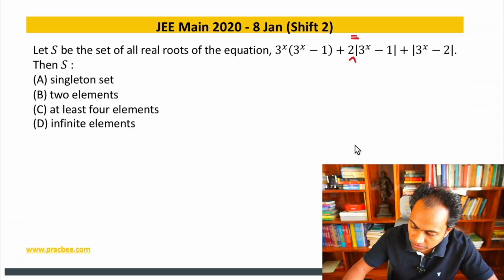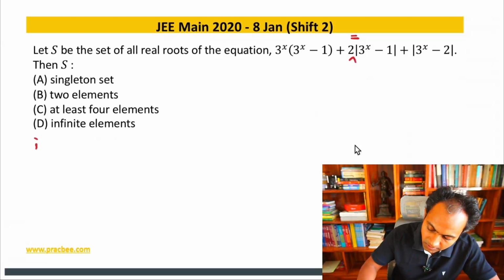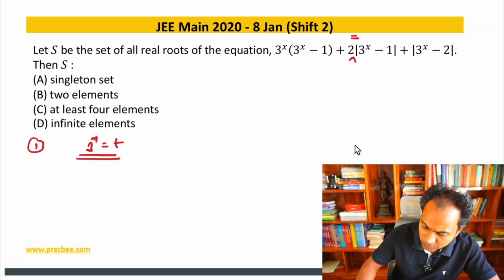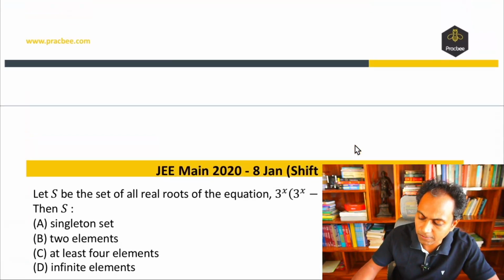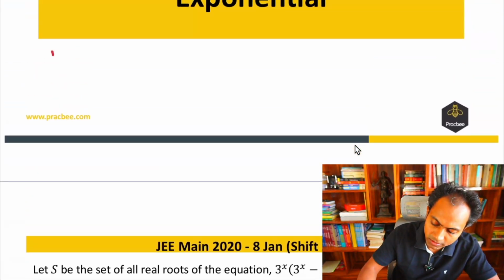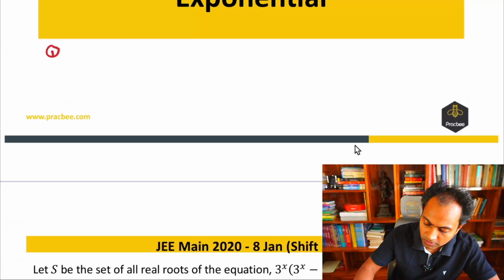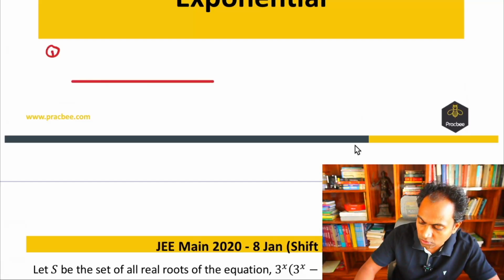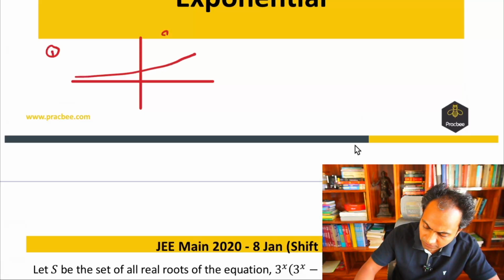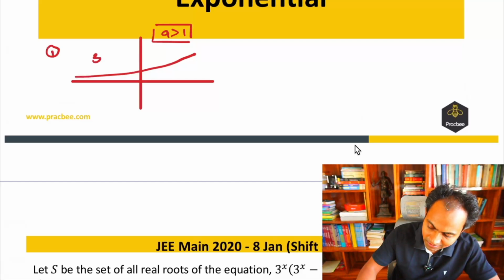In the first step, we can just substitute 3 raised to the power x equal to t. Now for exponential functions, you should remember 3 important ideas. Let us go over them one time and then come back to the question. If I draw the graph of a raised to the power x, the graph looks something like this if a is greater than 1. So something like 3 raised to the power x is going to look like this. The value of 3 raised to the power x will always be greater than 0.